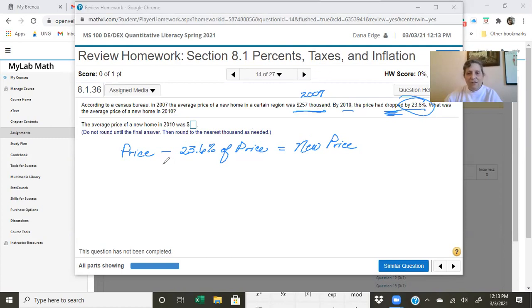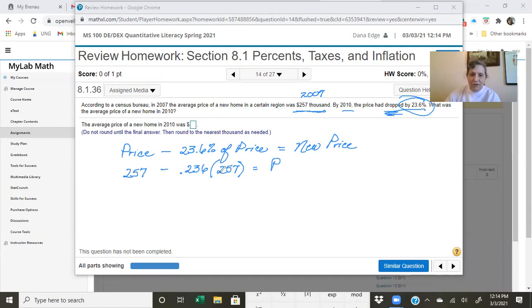$257,000. I'm going to leave the thousands out for right now. So it was 257 minus, anytime we use a percentage in a calculation, we have to change it to a decimal, so 0.236 times the old price, 257, equals the new price, and I'm just going to call it P for an abbreviation.